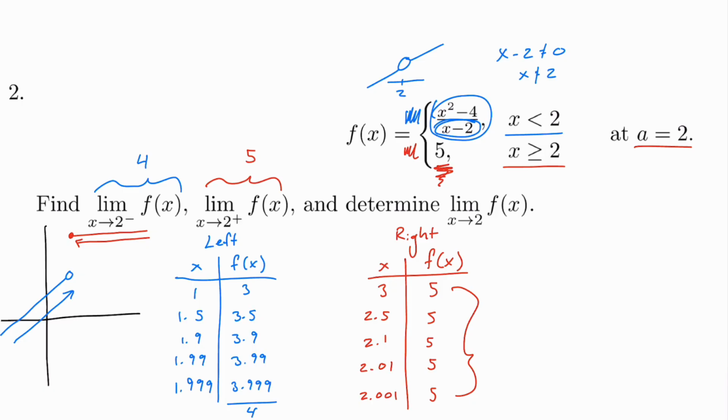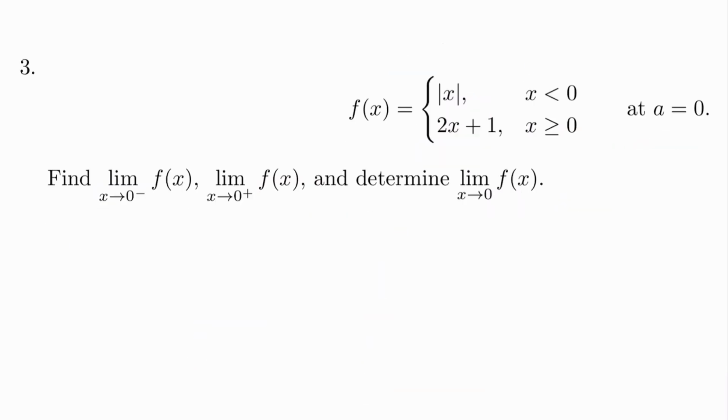And since our left and right-handed limits are different, we can say that the limit as x approaches 2 of f of x does not exist. Problem 3, we have another problem of this same style. So let's go ahead and draw our graph again here.